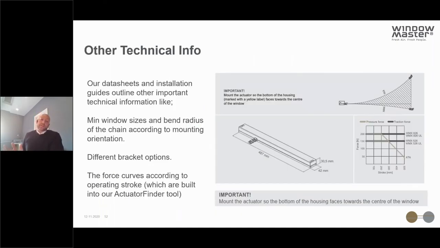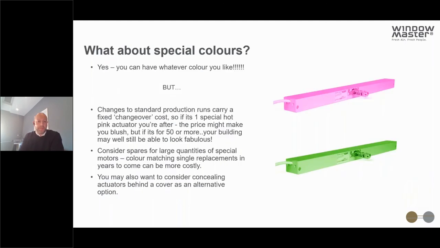There's lots of other technical information available. Our data sheets and installation guides are a really good starting point, and they will outline things like minimum window sizes and the bend radius of chains according to the orientation of them. And we've got a whole host of different bracket arrangements as well for different window profiles. And the data sheets also set out the force capabilities of each of the motors as well. And if there's a specific force curve for those actuators, that will be detailed too.